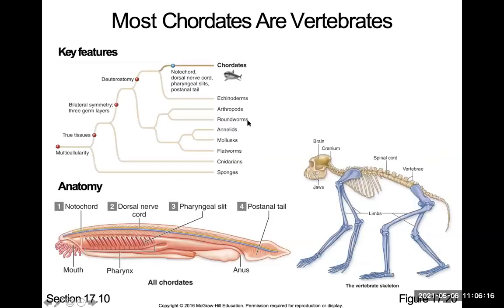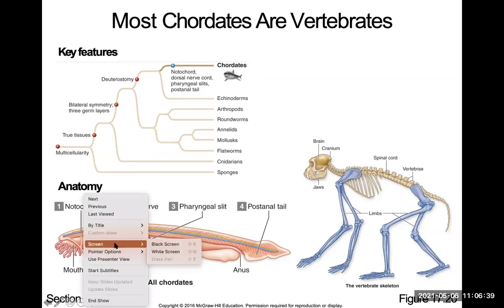Chordates have two groups. They have invertebrates and they have vertebrates. Invertebrates, no backbone. Vertebrates, they have a backbone. So two kinds. And there are 4 features of a chordate that I need you guys to memorize. I will ask you that on the exam. And those 4 features are a notochord. So they have a notochord.